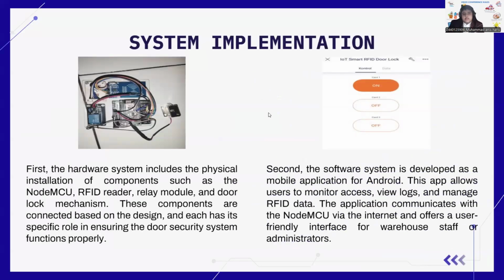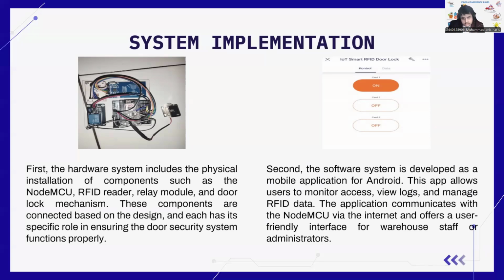So how are we going to implement the system? First of all, the hardware includes the physical installation of components such as the NodeMCU, an RFID reader, relay module, and the door lock mechanism. These components are connected based on the design, and each has its specific role to ensure the door security system functions properly.